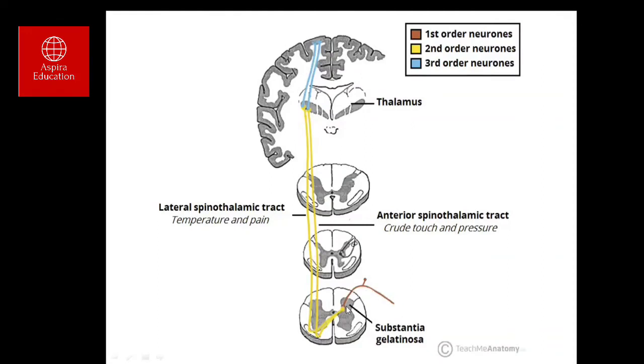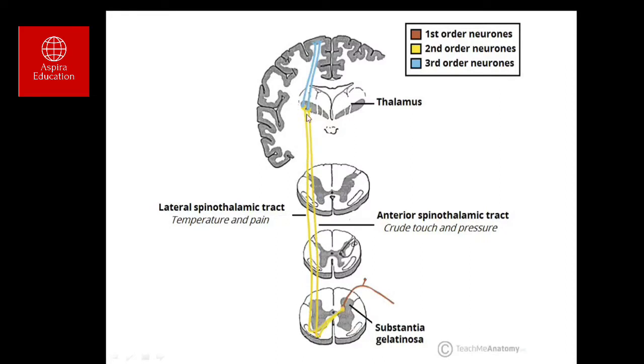The neurons which carry the spinothalamic sensation or tract enter the dorsal root of the spinal cord. They synapse in the gray matter in the dorsal horn. So this is called the ventral horn, and this is called the dorsal horn of the gray matter. Then they cross to the opposite side. You can see here the second order neuron, depicted in yellow, is going to cross to the opposite side and then ascend in the white matter. Because it's a tract, it will be ascending in the white matter. So it will ascend till the thalamus.